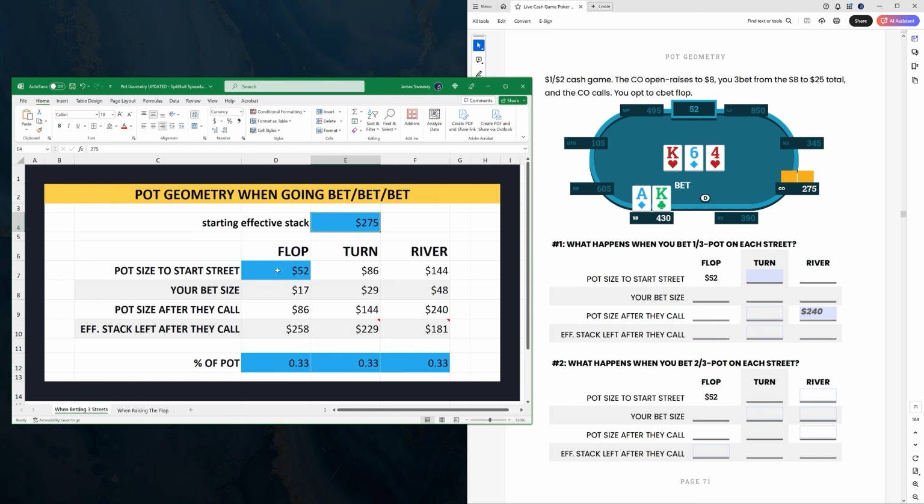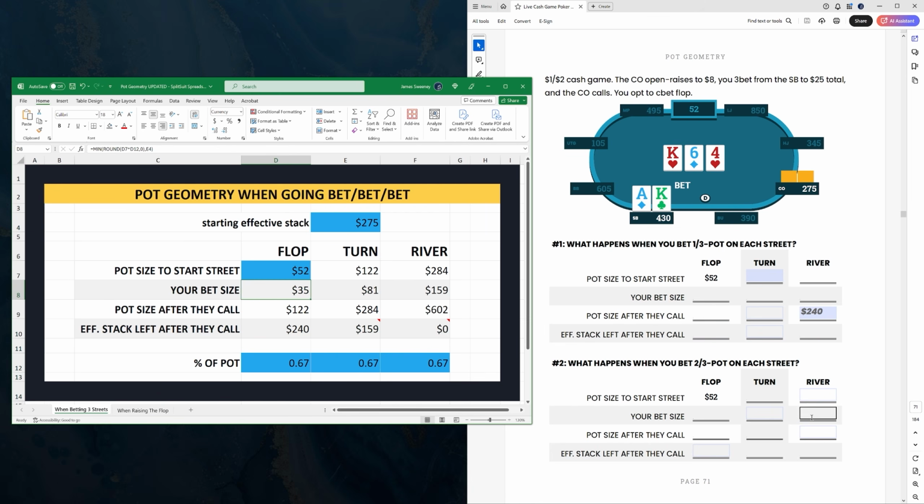We can keep the same effective stack to start, same pot size to start, and then instead of equals 1 divided by 3, equals 2 divided by 3. So we can have a 2/3 pot bet on every single street. Perfect, excellent. And again, we get our bet sizes for every single street, and we notice, of course, the bet size on the flop is going to be roughly twice as large.